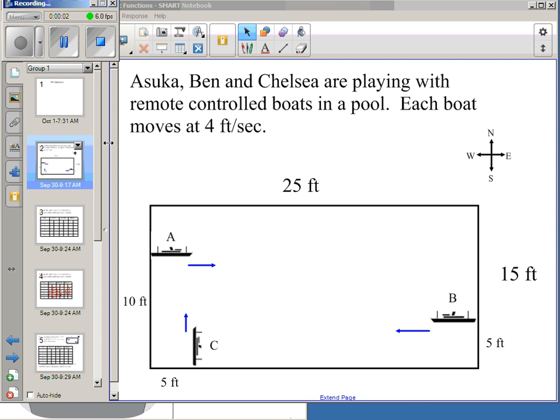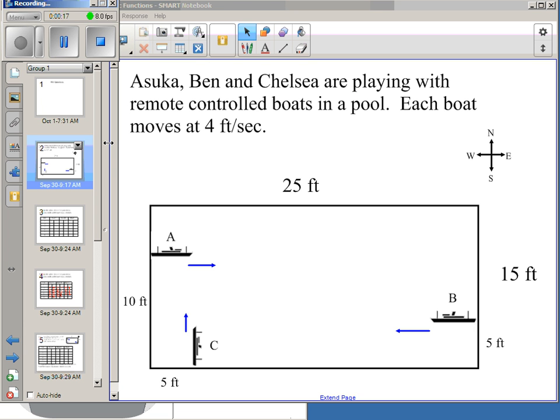All right, today's lesson is on using parametric equations to model the motion of objects. So we're going to start with this problem about some boats in a pool. All three remote control boats can move at 4 feet per second. Asuka, Ben, and Chelsea are each playing with one.